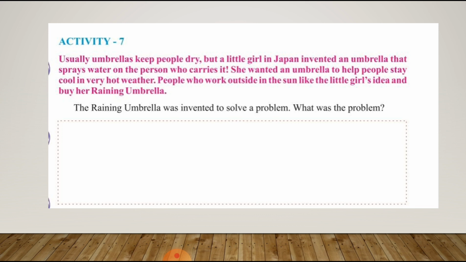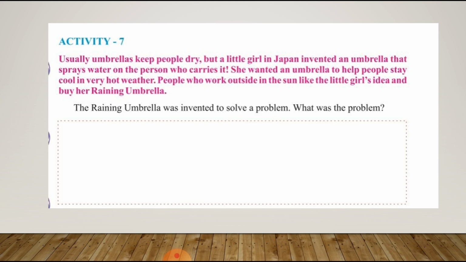An umbrella, we all know, protects us from the rain, but here it is helping us in the hot weather, to keep the person cool. How? By spraying water on the person. People who work outside in the sun like the little girl's idea and buy her raining umbrella. She has invented a raining umbrella with a spray bottle in it, so you can spray while you are in the heat.